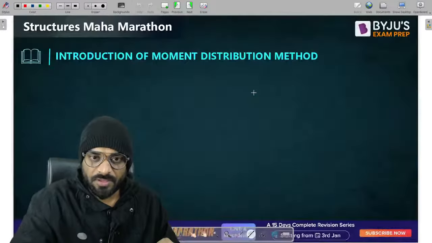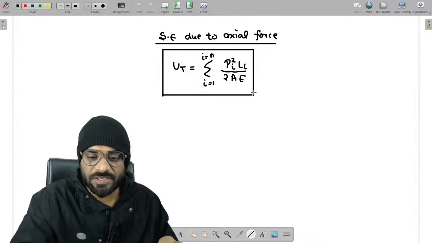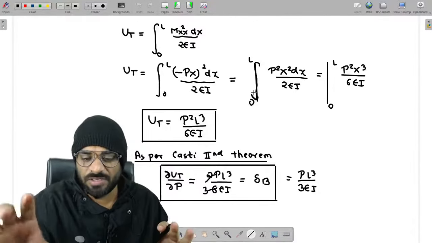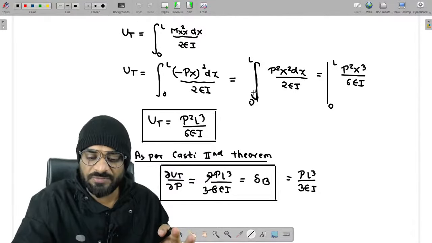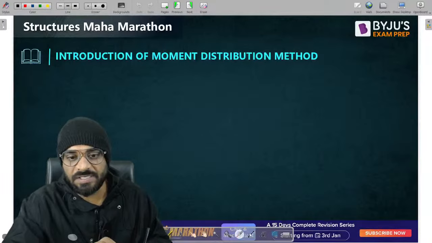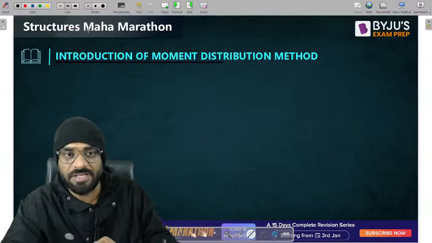Okay. So now I think all of you are able to understand, guys, what is basically the strain energy method. Very simple. We have revised the smaller concepts, right? These are the concepts which you have to remember. Clear? Okay. Now let's understand the next part, which is basically the moment distribution method, MDM method.